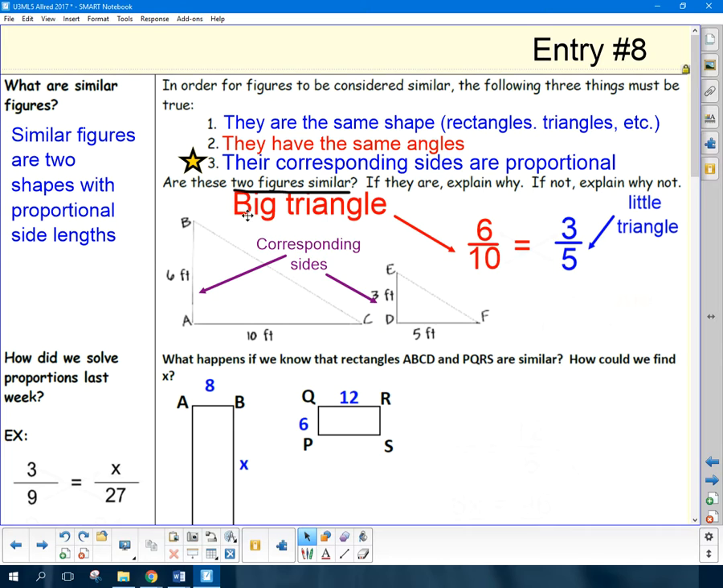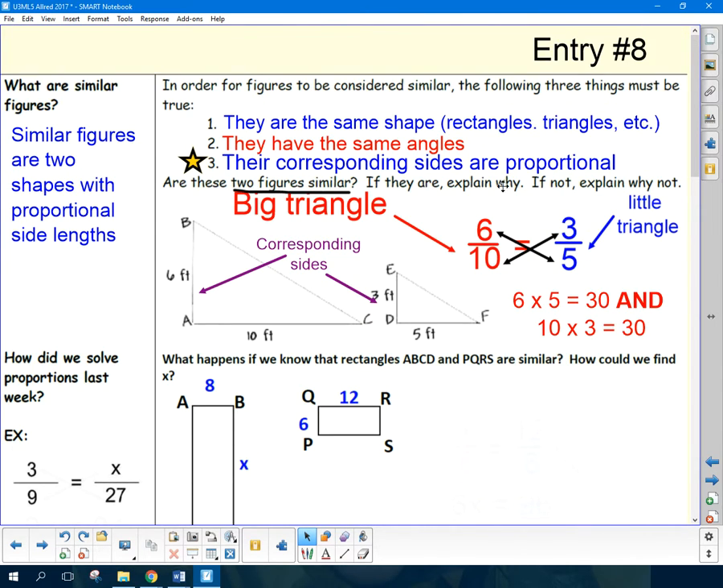So I've written the big triangle, 2 of its lengths as a ratio, 6/10. And I'm going to write the little triangle, 2 of its lengths as a ratio, 3/5. But my corresponding sides line up. BA and ED are corresponding, and AC and DF are corresponding. Then, just like we talked about in mini lesson 3, if their cross products are equal, that means that they are proportional. So 6 times 5 is 30, and 10 times 3 is 30. That means their cross products are equal. So these are proportional relationships, which means that these triangles are similar. So yes, they are similar because they have corresponding sides being proportional. They have the same angles, and they are the same shape.